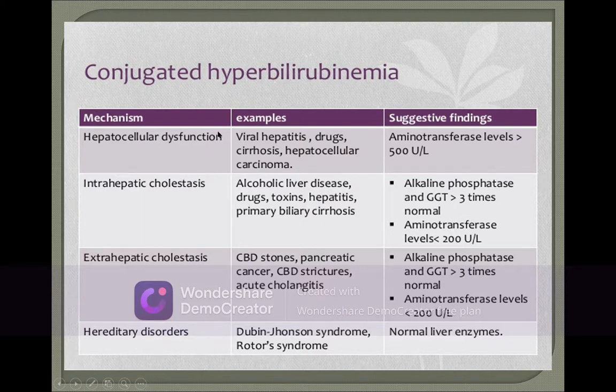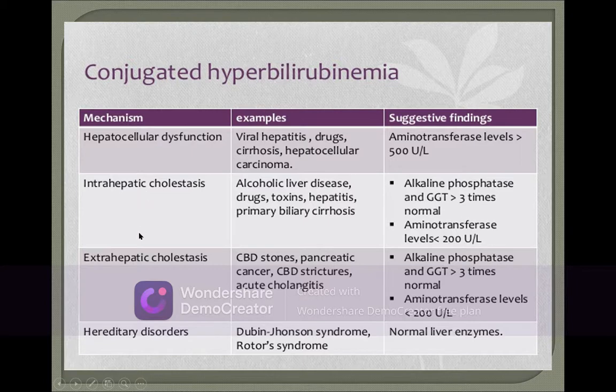So what happens in LFT is this. In dominant conjugated hyperbilirubinemia, the total bilirubin will be increased, and the conjugated part of the total bilirubin will be much more increased than the unconjugated one. Secondly, in most of these, the ALT and AST will be increased to three times or more if it is hepatic in nature, hepatocellular jaundice.